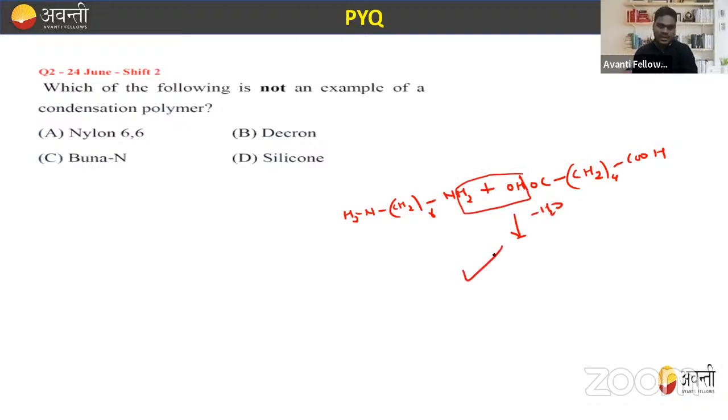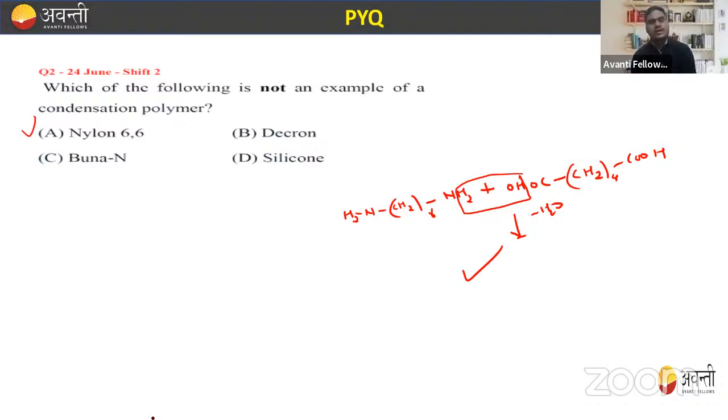So here I am taking hexadiamine and adipic acid. These two are the monomers of nylon 66, in which there is a removal of a small molecule of water, right? And the formation of the nylon 66 polymer takes place. So in this question, they are asking which of the following is not an example of condensation polymer. So nylon 6 is an example of condensation polymer.